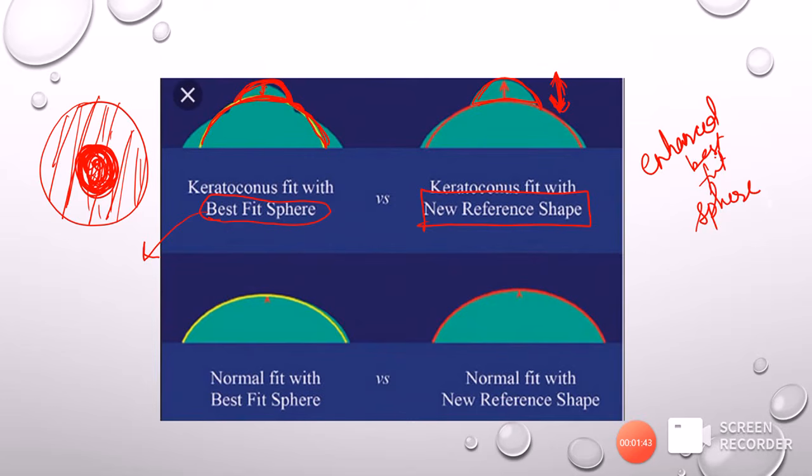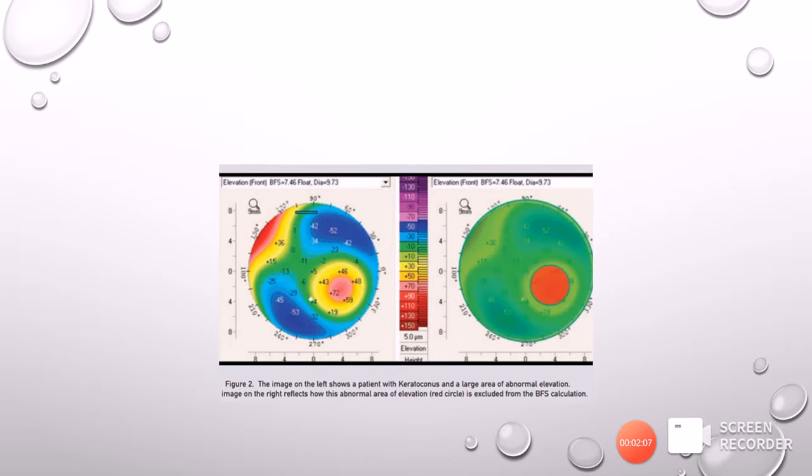So in the enhanced best fit sphere, wherever the conical part is present, around that elevation, wherever the maximum elevation or the maximum curvature is present, a 3.5 to 4 mm circle of cornea is excluded from the calculation of the best fit sphere, and we get the enhanced best fit sphere, which is better in diagnosing early keratoconus.